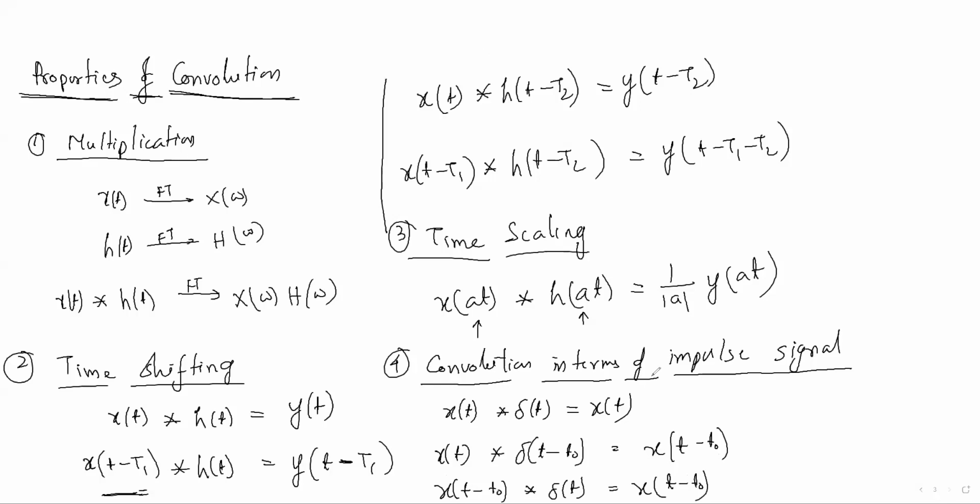So if there is scaling for one term only, then that formula cannot be applicable. Somebody may say, sir, what will the signal be if we take x of at convolved with h of t? Then this time scaling property we cannot apply. That is the difference. It is only applicable if both the signals are scaled with the same quantity. If we take different quantities, then we cannot apply this convolution property. There should be the same scaling factor a.